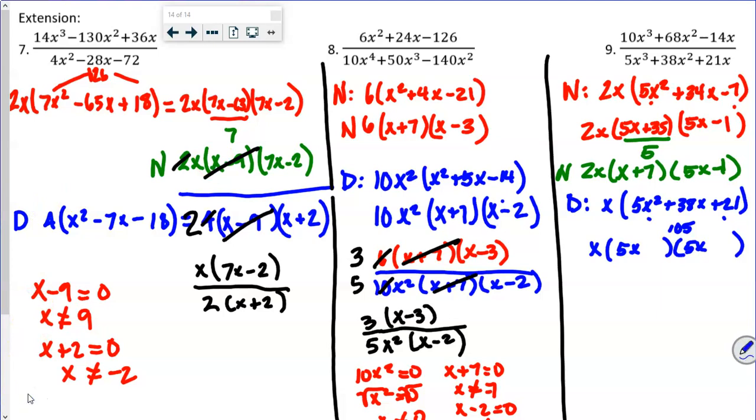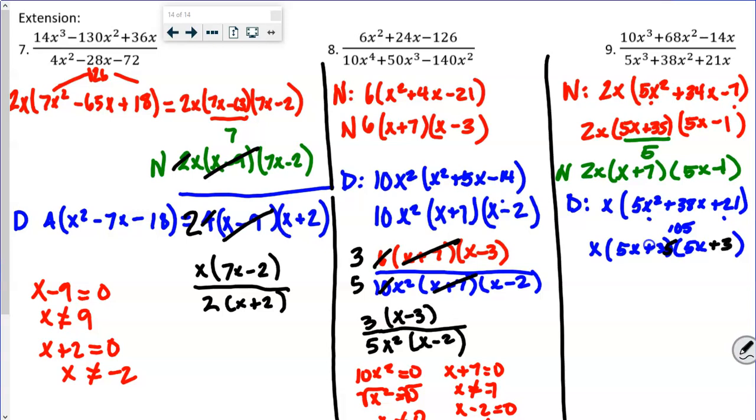So again, what are the factors of 105? Is that positive or negative? Yeah, that's positive. It looks to me like it's going to be 35 and 3. 35 times 3 is 105. 35 plus 3 is 38, right? So plus 35 and plus 3. Let me do a different color here so you can see what I'm doing.